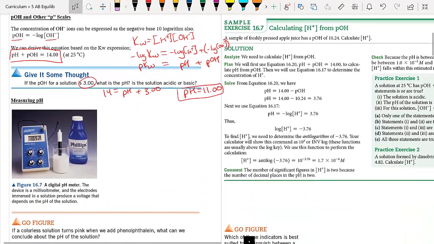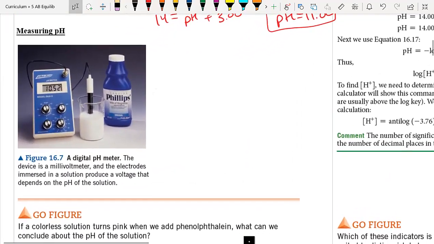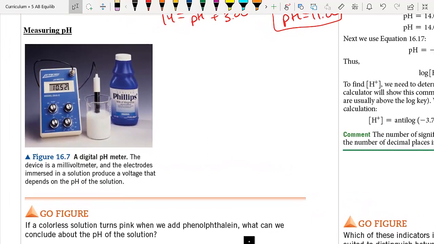Finally, we're going to talk about measuring pH. We can measure pH in a number of ways. Typically, we'll have an electronic device that is going to give us a voltage that is generated based on how many ions are present, specifically hydrogen ions present in that solution. So we'll get a digital readout of the pH, which relates directly to the hydrogen ion concentration.